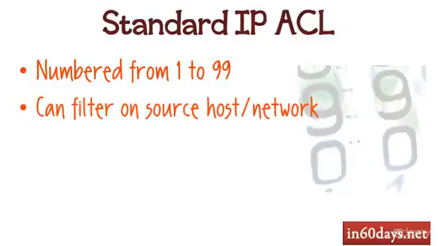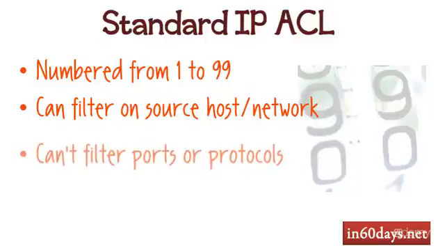Now the only thing the standard access list can look at is the source of the traffic. It can either look at the source network or the source host address, but that's it. It can't look at what's actually in the packet, what type of protocol. It can't look at where it's destined for either.